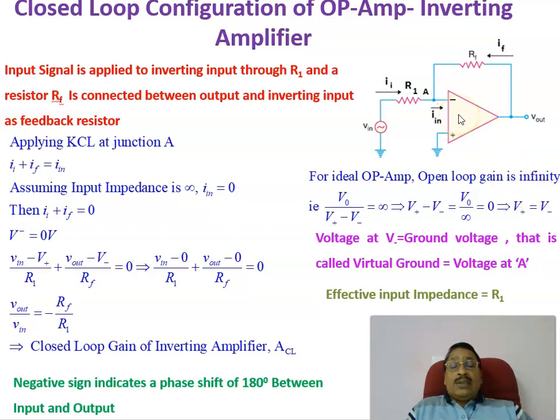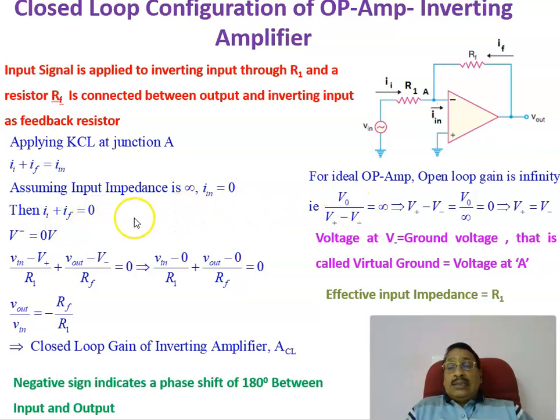As you know, the input impedance of this op amp is ideally infinity, or it is very large. That is why the input current to this op amp can be approximated as 0. I in can be approximated as 0. Therefore, I plus IF, which is equal to I in, is equal to 0. Therefore, I plus IF equal to 0.